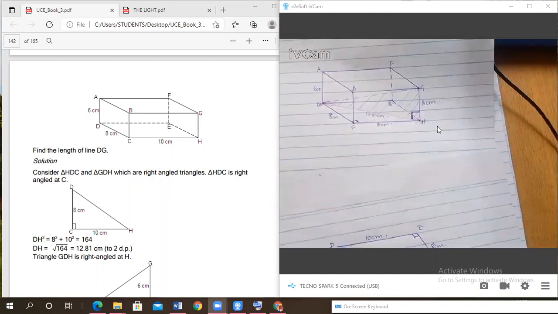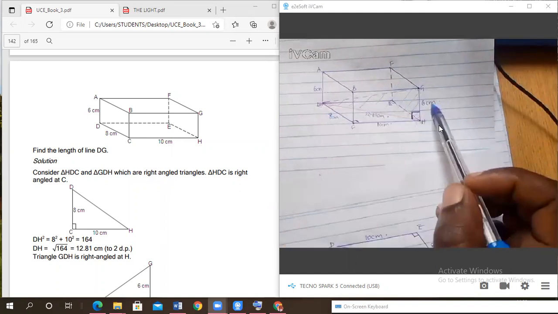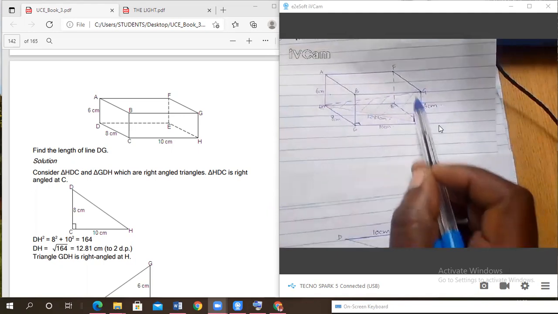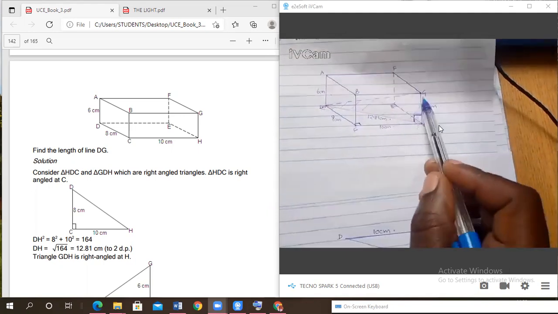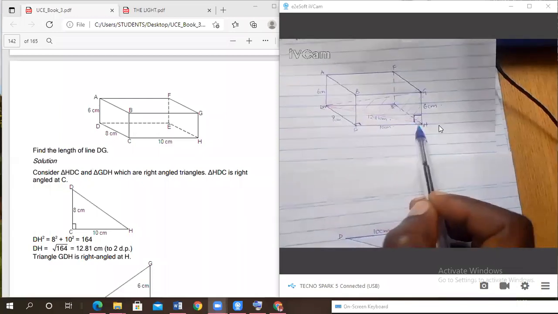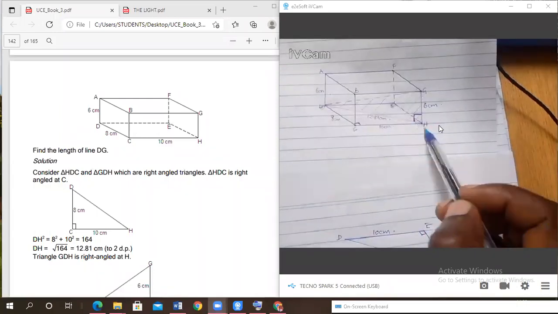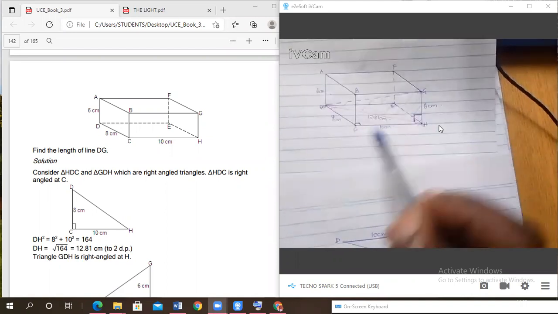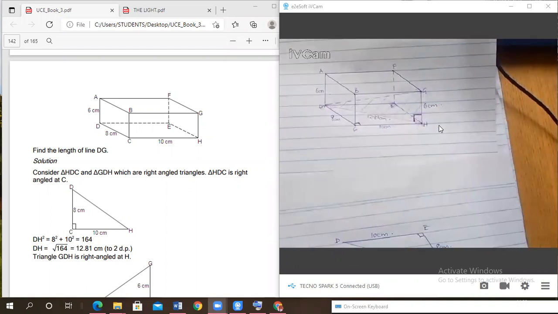Okay, so it means that if this is 6, now I can draw this right angled triangle D, G, and H, and I use 12.81, and also I use 6, so that I can determine D, G. Okay, so that's what we are going to do.